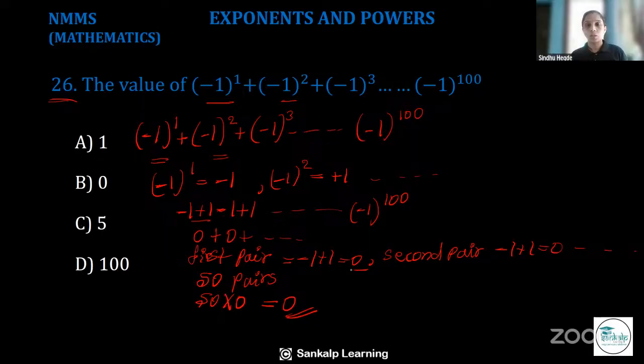So let us use the formulas, short forms and all, and find out the answer. So here 50 pairs are there, each pair answer is 0. So 50 into 0 we get 0 only. So the final answer is 0. Hence here the correct answer is option B, 0. Thank you.